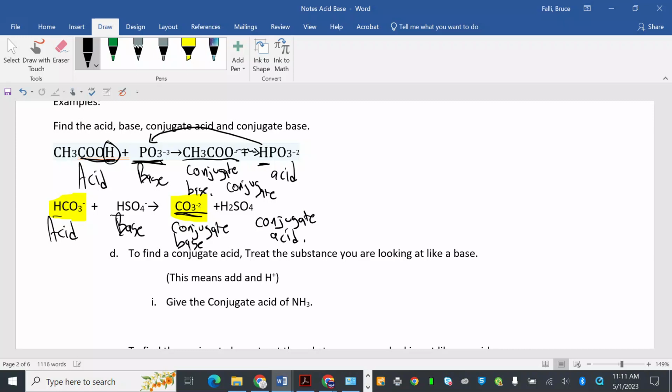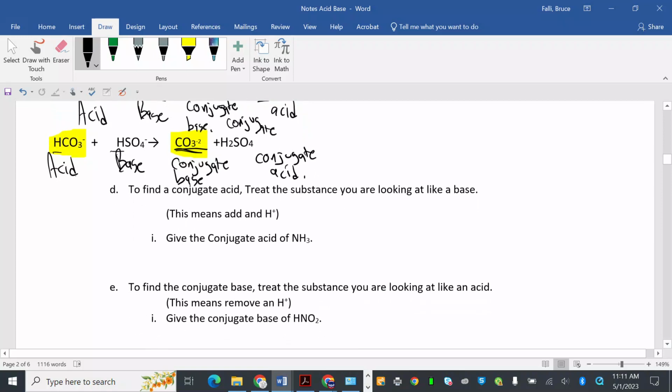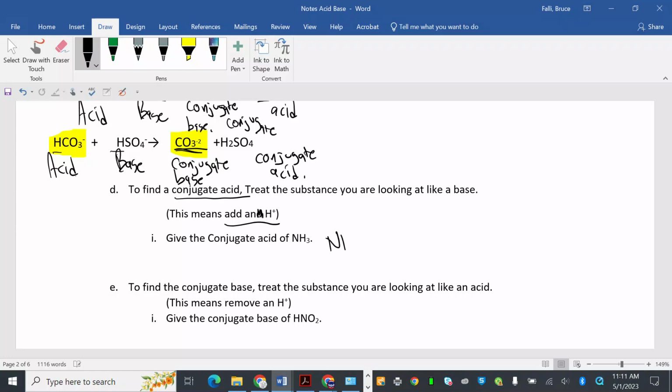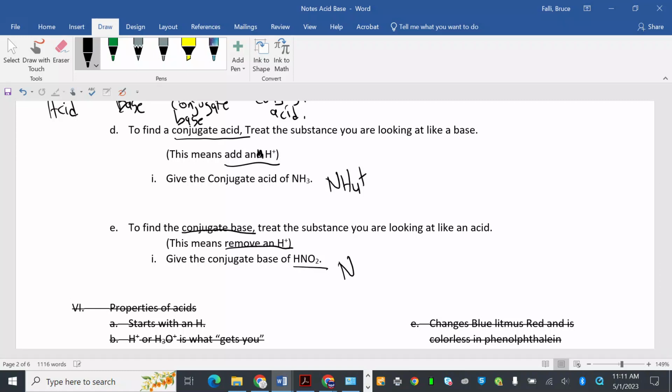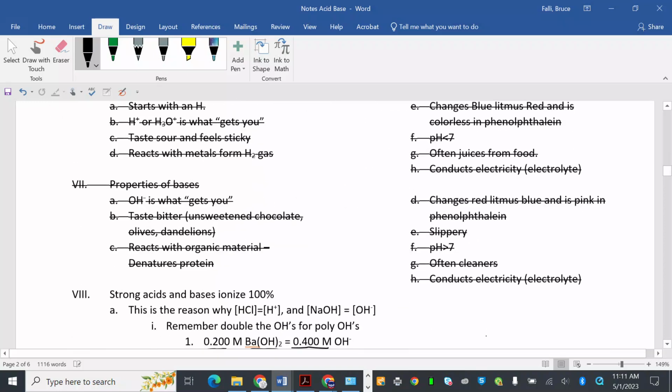To find a conjugate acid, treat the substance you are looking at like a base. This means add an H positive. To find the conjugate acid, add an H positive. So this becomes NH4 positive. To find the conjugate base, treat the substance you are looking at like an acid. To find the conjugate base, remove an H. Take this, remove an H positive, NO2 negative. Bunch of stuff we wish we still had to know, but we didn't.